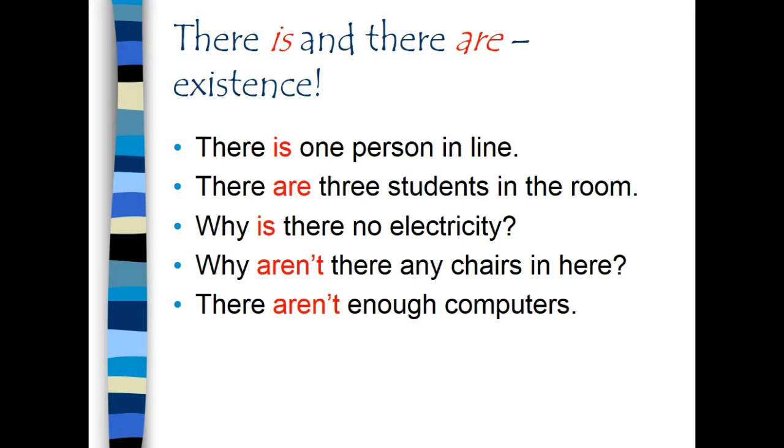We use there is for a singular noun or a non-count noun. There is one person in line. Or why is there no electricity? Electricity is what we consider to be a non-count noun. We use the expression there are for plural nouns. There are 3 students in the room. Why aren't there any chairs in here? In this case, my are is negative. Why aren't? Or there aren't enough computers.